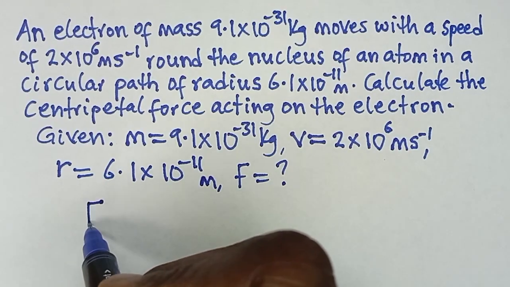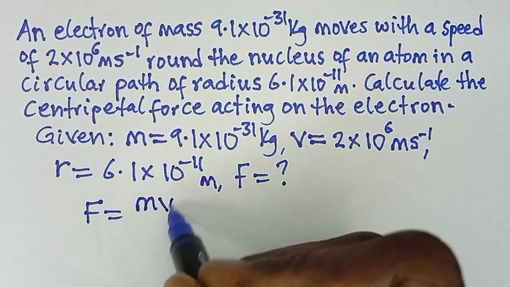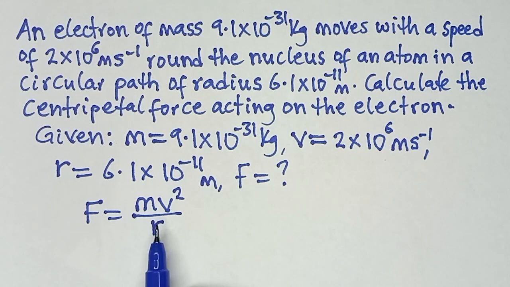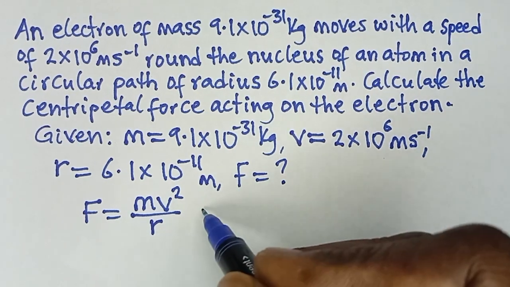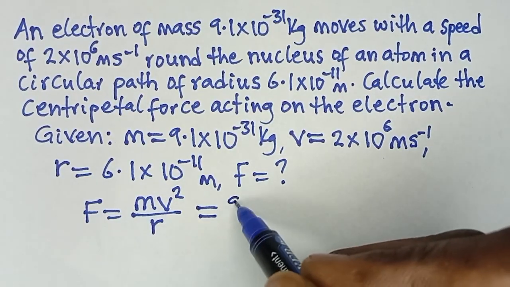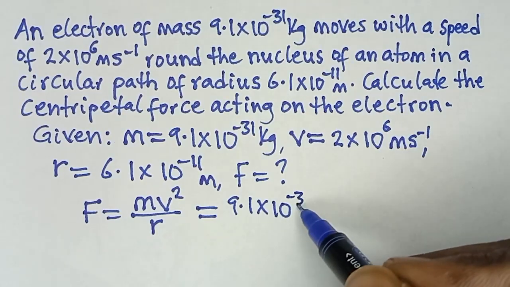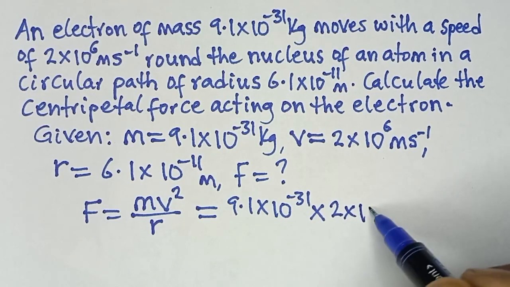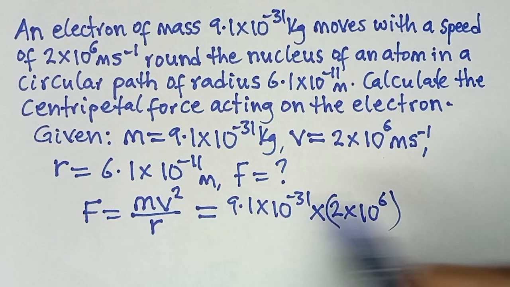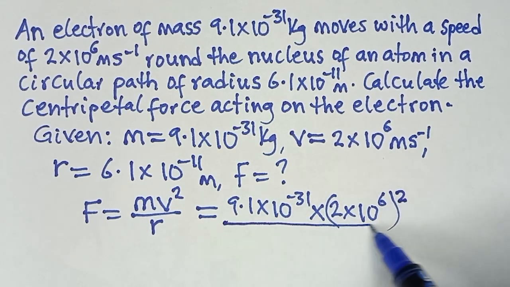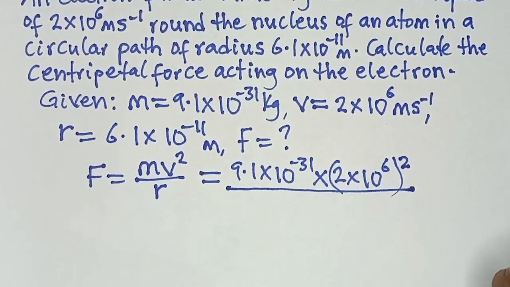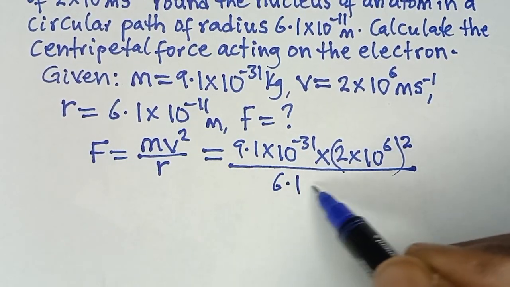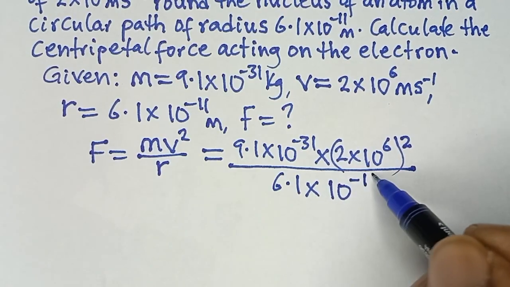So that formula is F is equal to mv square all over R. So this is the formula for centripetal force in a circular motion. And that will be equal to, by the time we substitute values, the mass is 9.1 times 10 raised to power minus 31 multiplied by velocity, and that is 2 times 10 raised to power 6. Don't forget, it is the square of the velocity, so we have to square it. And then all divided by the radius. That's the radius of the circular path, and that radius is 6.1 multiplied by 10 raised to power minus 11.